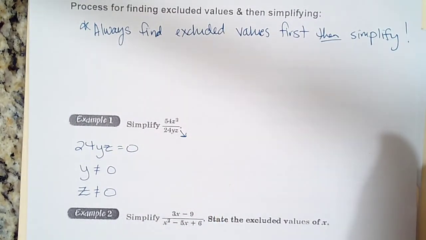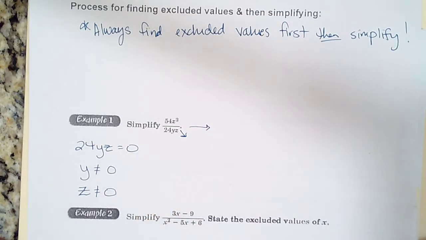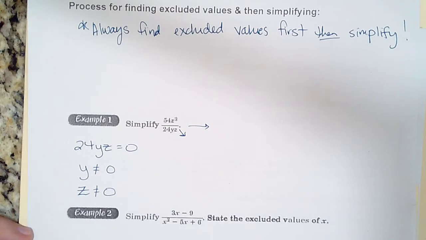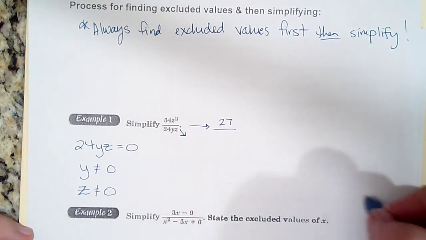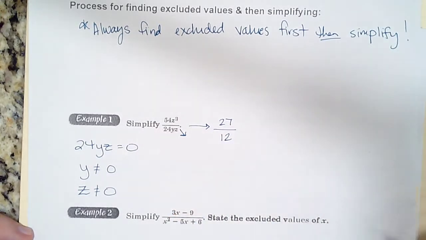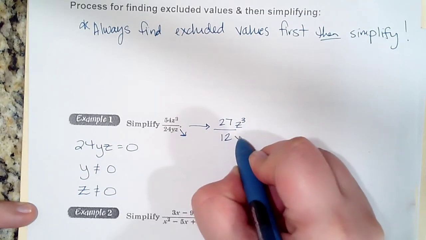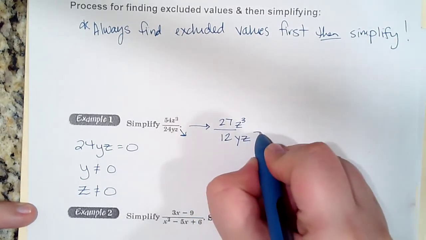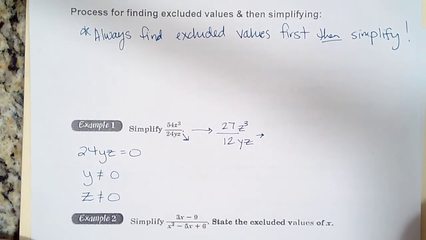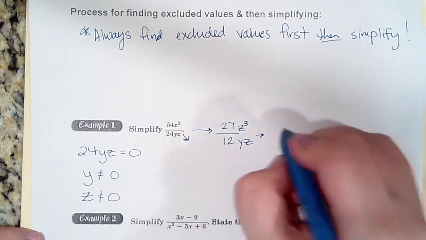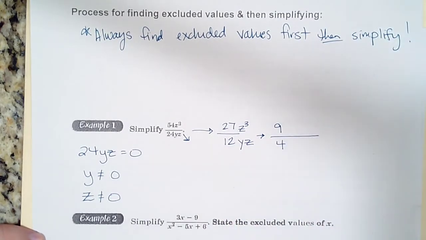54 divided by 24, those are both divisible by 2, so I'm actually going to bring this over here. I'm going to divide a 2 out of the top, leaving me with 27. I'm going to divide a 2 out of the bottom, leaving me with 12. I still have z to the third on top. I still have yz on bottom. I notice these are both still divisible by 3, which tells me I didn't factor out the greatest common factor. So I also need to factor a 3 out of both of them. That leaves me with 9 on the top and 4 on the bottom.